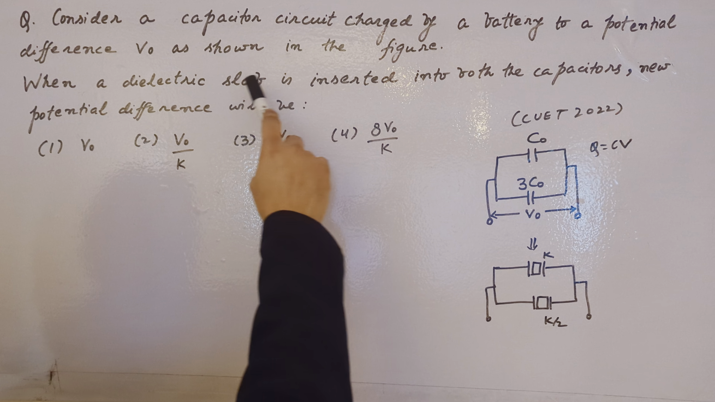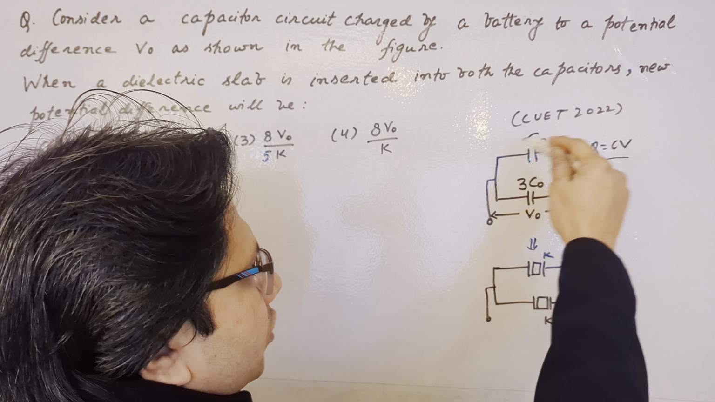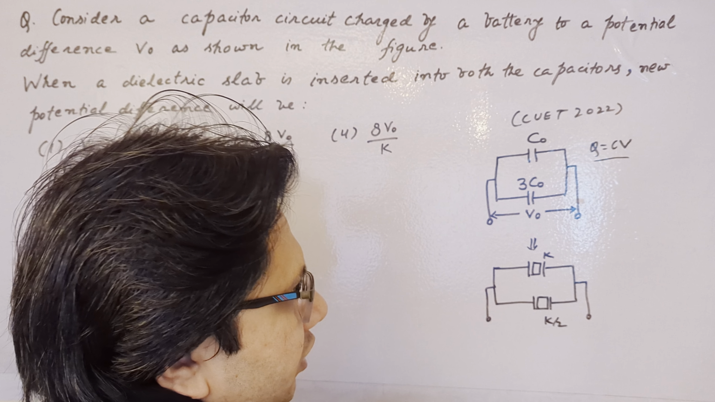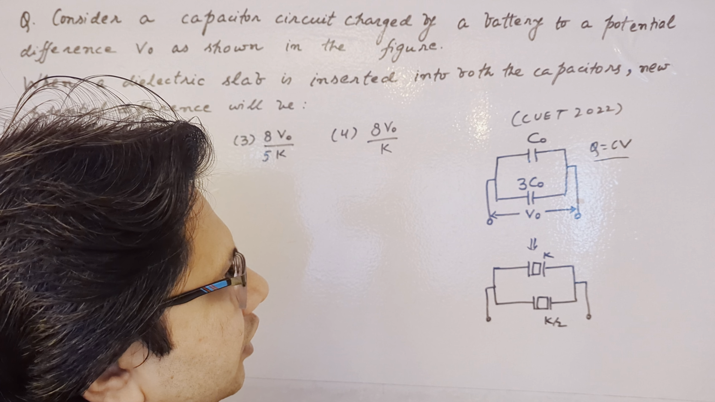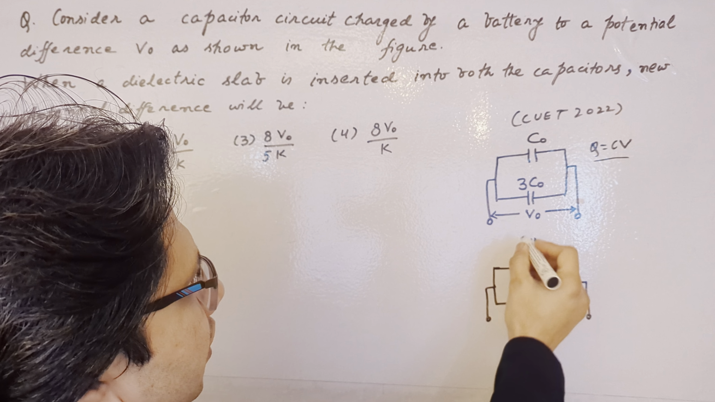So the problem is based on the basic concepts of capacitors. The concepts are: the charge of the capacitor is given by capacitance multiplied by voltage, Q equals CV. Then the charge conservation principle, which means that the earlier overall charge is equal to the final overall charge. So this concept is used here. Now let us solve this particular problem step by step.